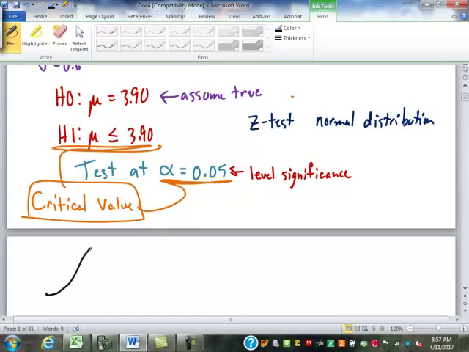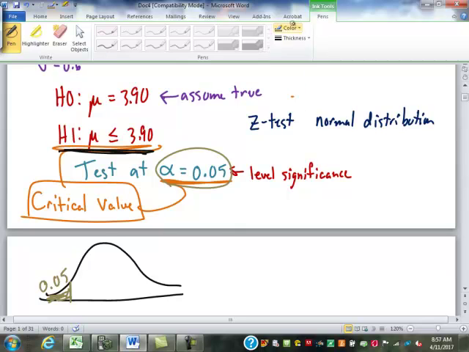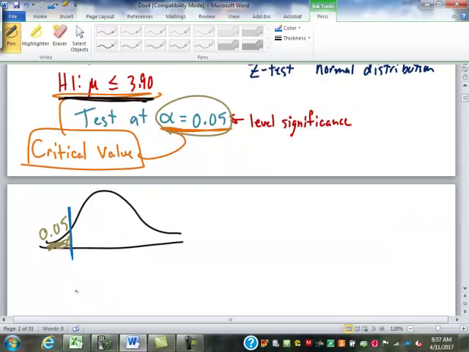But here's our curve. The alternative hypothesis is saying less than, which is telling us we're going to reject on the left tail. And the area in that left tail is given by our level of significance, 0.05. So we need to find the critical value, the z-score that corresponds to that value of 0.05.